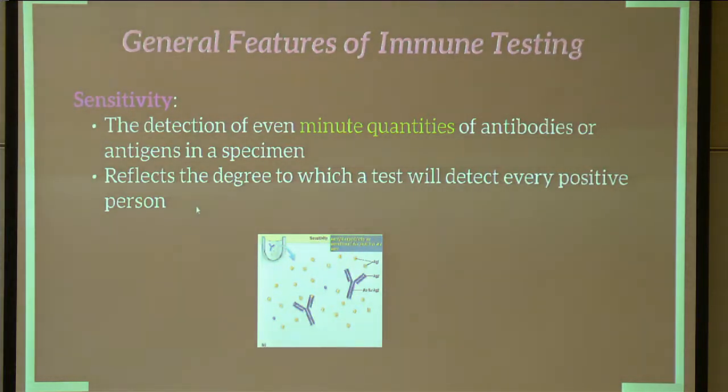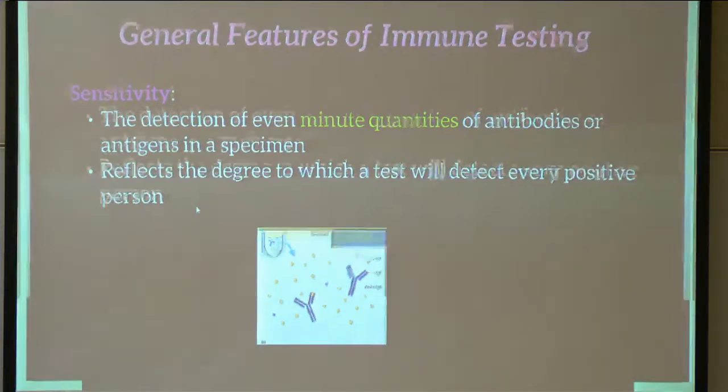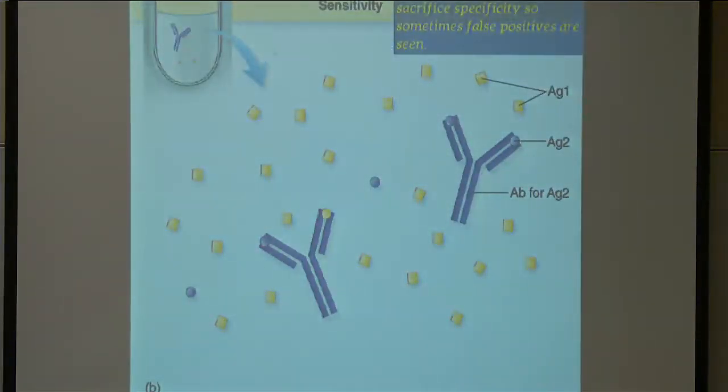So if we look at this picture, highly sensitive, so it picks up on the smallest amounts present. The purple antibodies are picking up on the purple circular antigens, and you can see there's just a few of them. In this picture, there's 5 out of all of these antigens. So it's made to pick up on the smallest amounts, but again, it's not very specific.